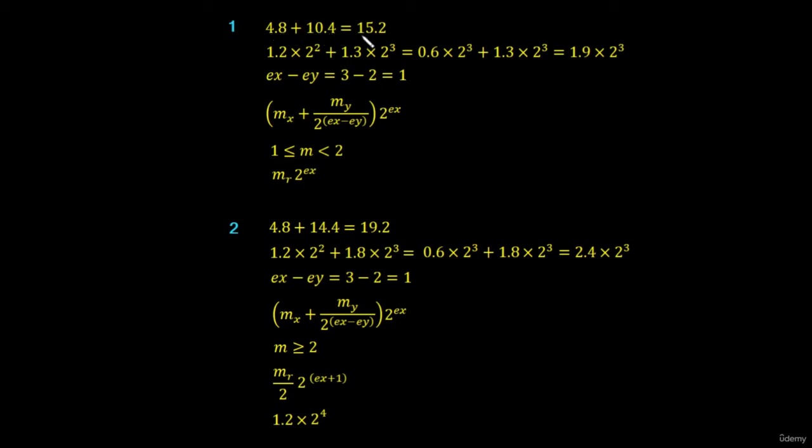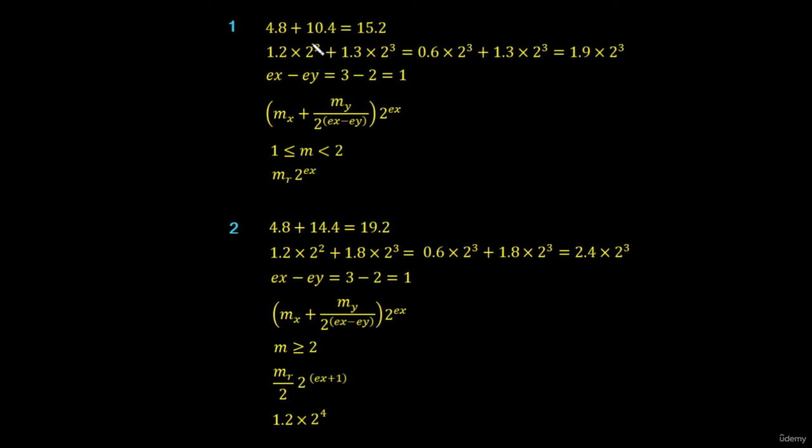4.8 plus 10.4 giving us 15.2. So the 4.8 can be written as 1.2 times 2 to the 2, and the 10.4 can be written as 1.3 times 2 to the 3. Now in order to add these together, we're going to have to make sure the exponents are the same. So we're going to make the smallest exponent equal to the largest exponent. So this 2 to the power of 2 becomes 2 to the power of 3.